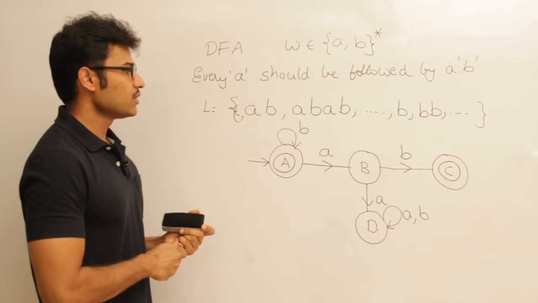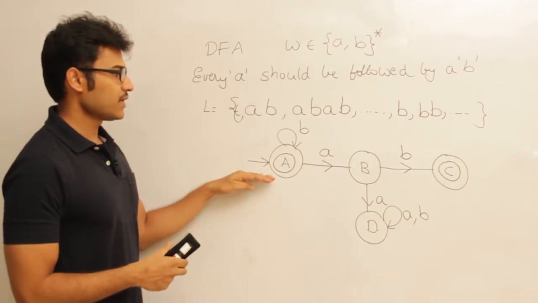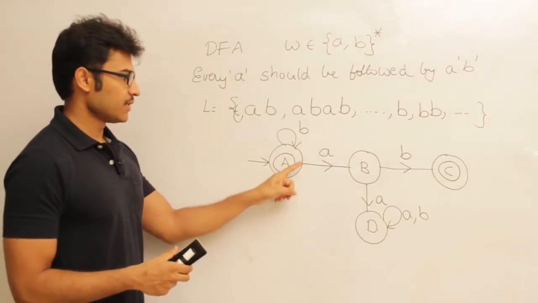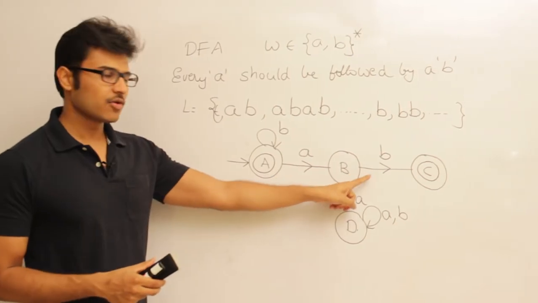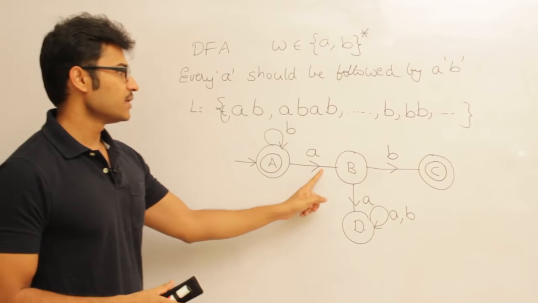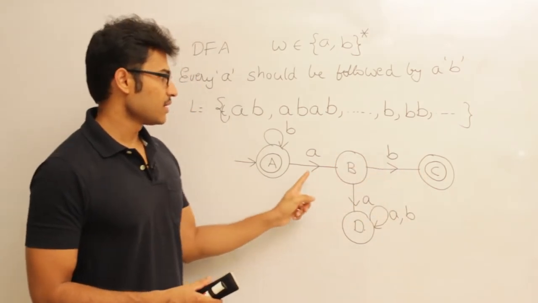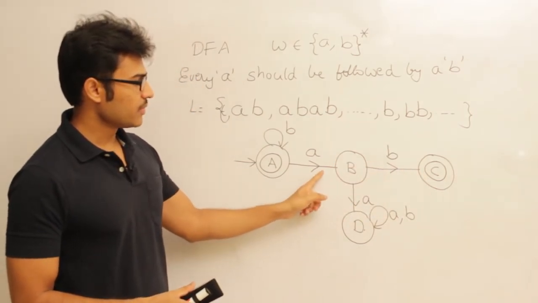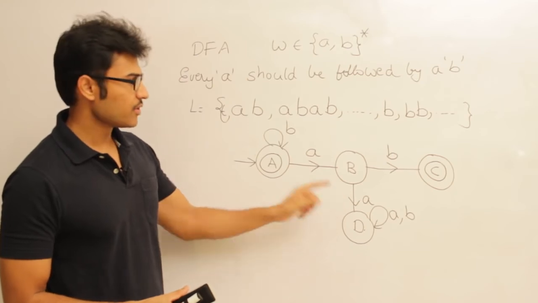So what are the two? If you look at this diagram, you can understand that we have two possibilities. One is every A can be followed by a B. The other is every A can be followed by an A. If A is being followed by a B, I am going to accept it. If A is being followed by A, I am going to reject it.